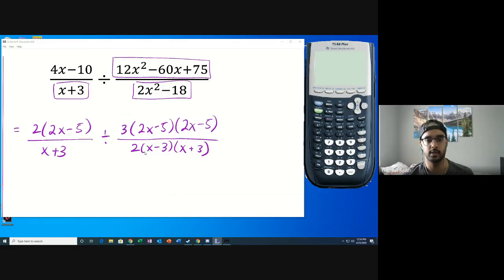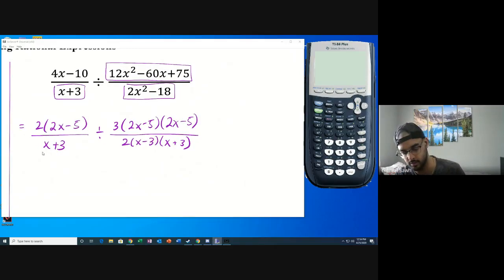Now we can go look at those non-permissible values. So from the first fraction, my denominator x plus 3, that means that x can't be negative 3, or else that'll make it 0. From the second fraction, I've already taken care of this one, where it's x plus 3, because that was the same as the first one. So now I know that x cannot be positive 3 either, because that would make this set of brackets 0.